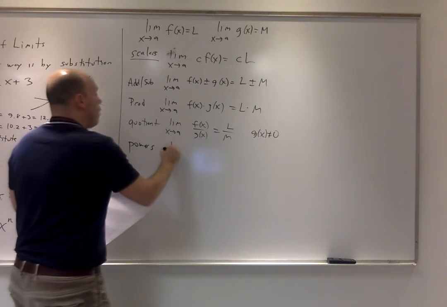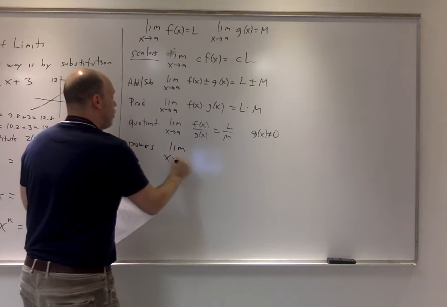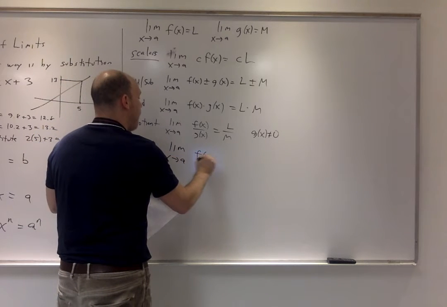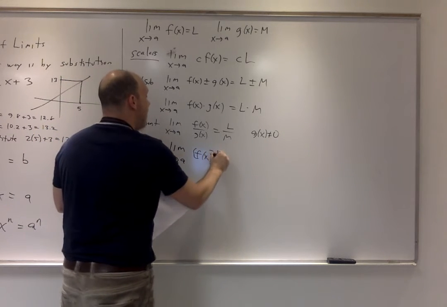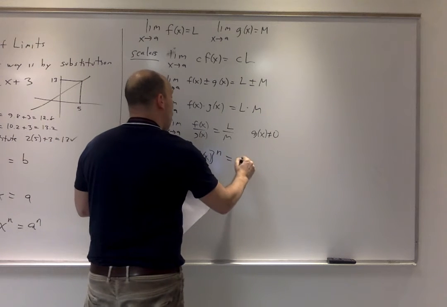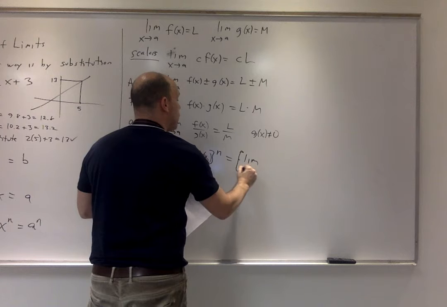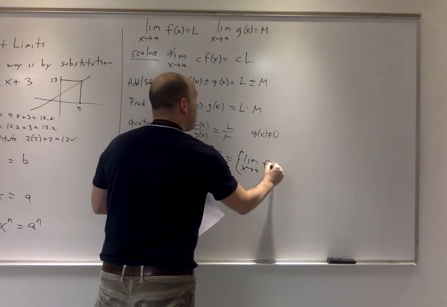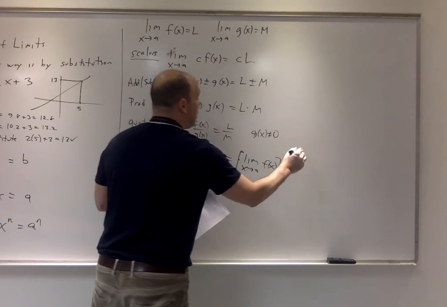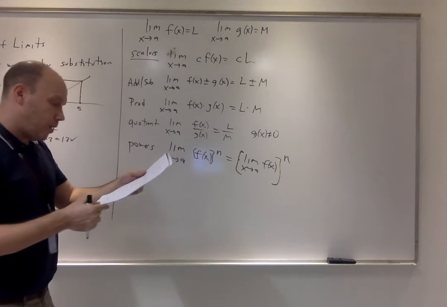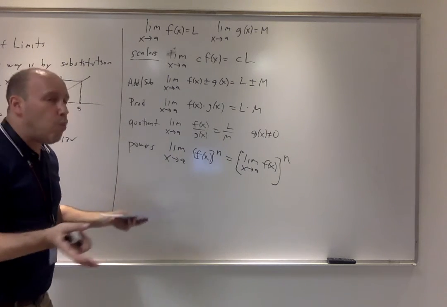It's kind of cool. The limit as x approaches a of f of x to the n power is actually the whole thing. The limit, this is kind of really awesome, of f of x, the final answer, raised to the nth power. That's kind of cool. So, why do we need this?